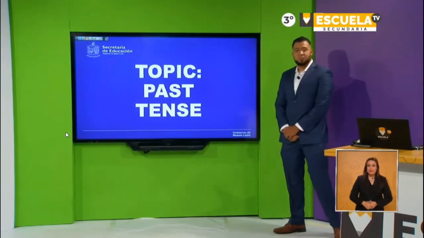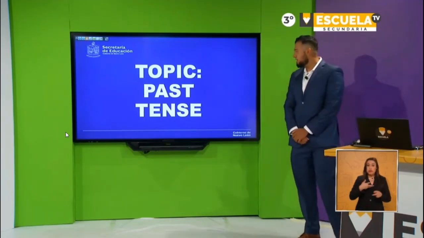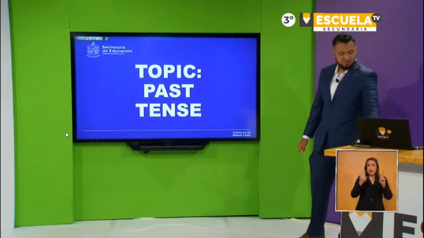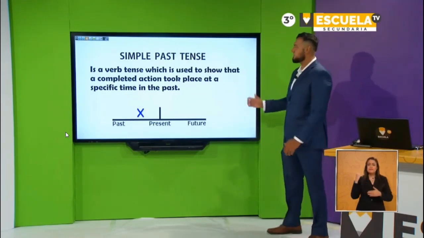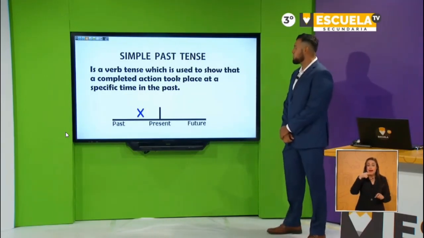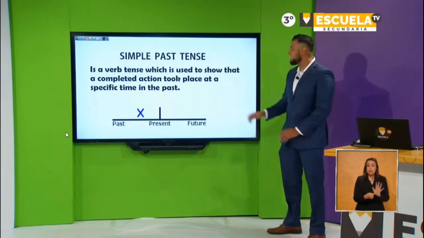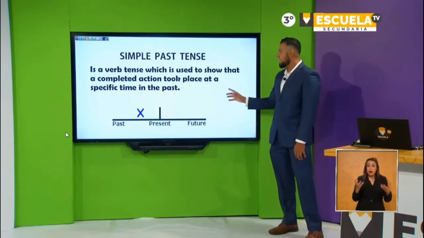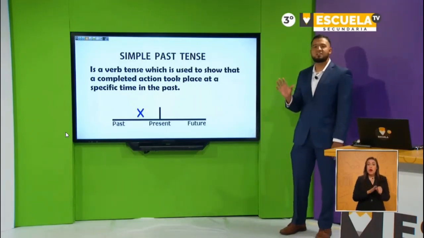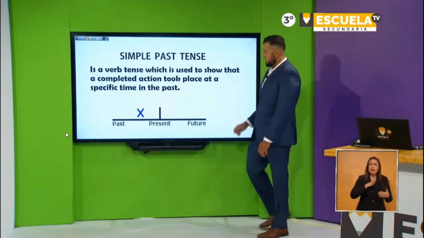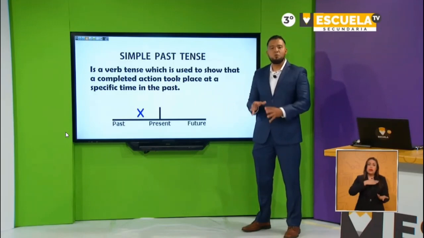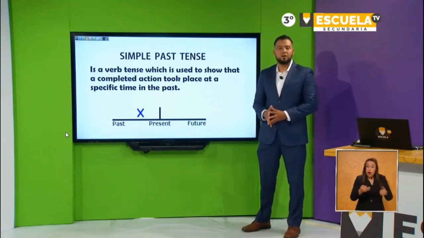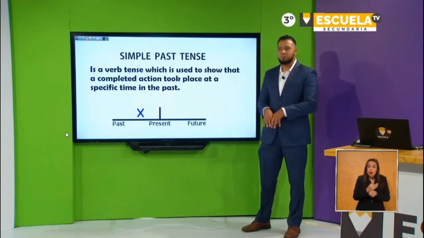We have the topic. The topic is going to be the past tense. What's the past tense? The past tense is a verb form used to show that a completed action took place at a specific time in the past. What is the present? Very similar to Spanish, it's the moment that you are living, what we are living right now. That is the present.